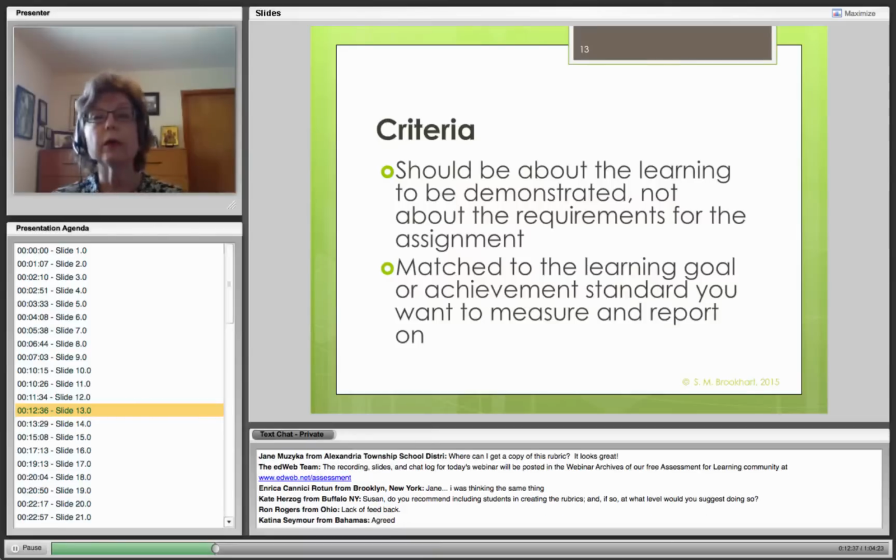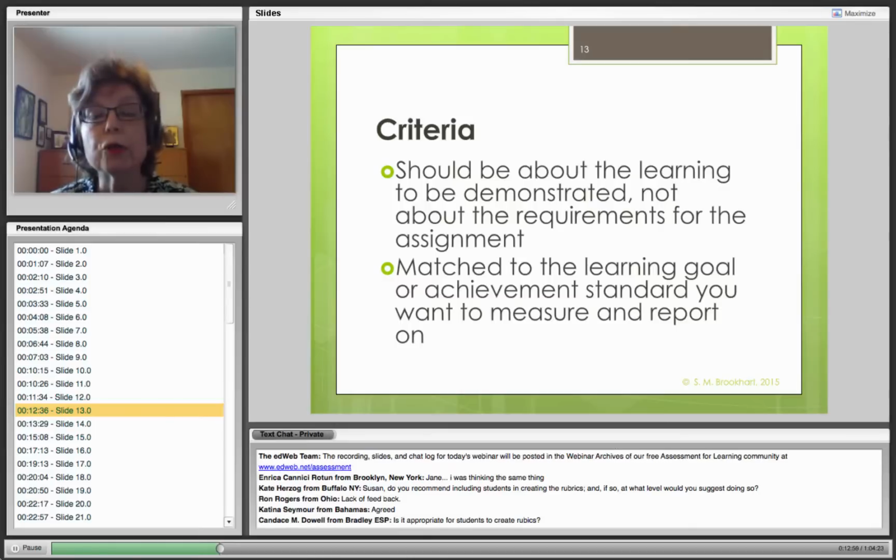So, what should criteria look like? They should be about the learning, not about the requirements for the assignment. That's a big one. I see lots of rubrics where basically the directions are the criteria. So, "has 3 sources." Well, maybe it needs 3 sources, and maybe that should be on a checklist, and maybe you should not take the assignment if it doesn't have 3 sources. But the criteria should be about the quality of the sources, their relevance to the report, or something like that, something substantive, not just that there were 3 of them.